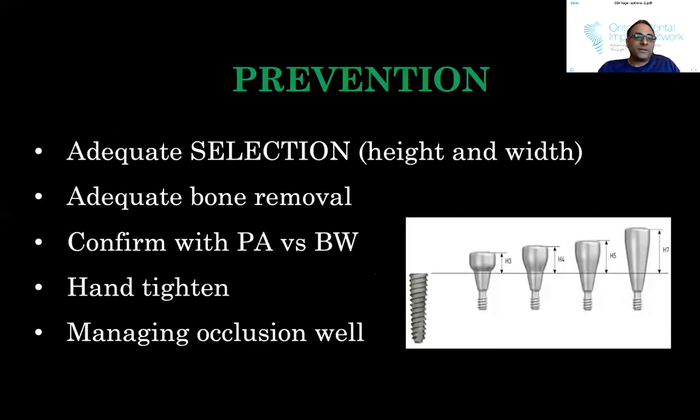So prevention. Adequate selection of the height and width of your healing abutment. Make sure you select an adequate height and width. Make sure you remove bone around it to be able to seat it. When you're seating your healing abutment, you shouldn't have to tighten it in. You should be able to feel it go in nicely and then stop.